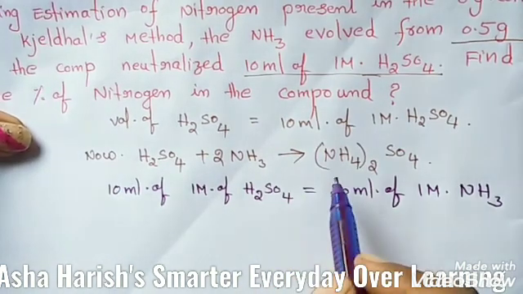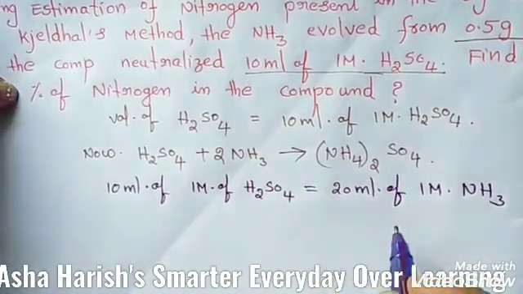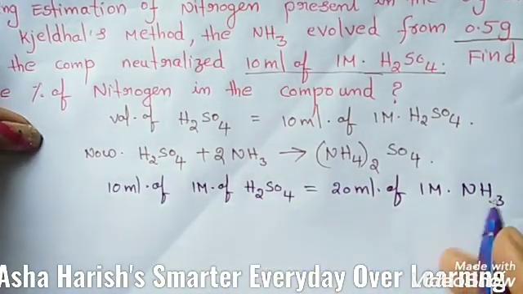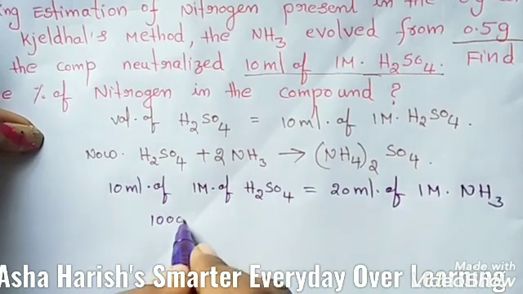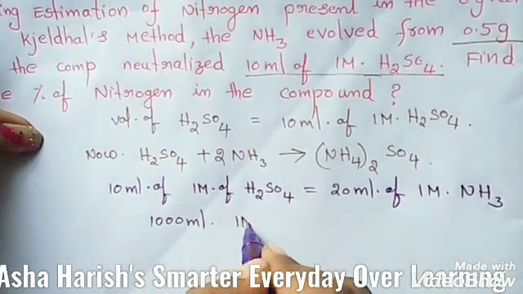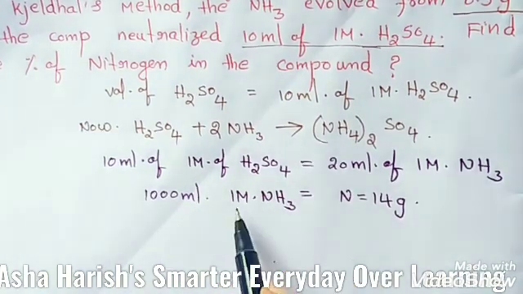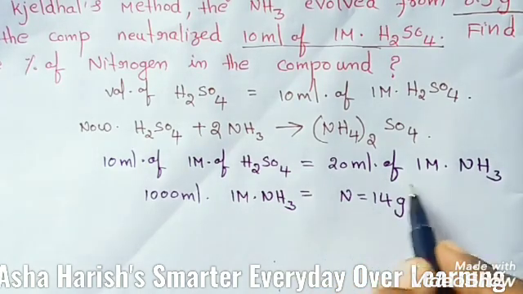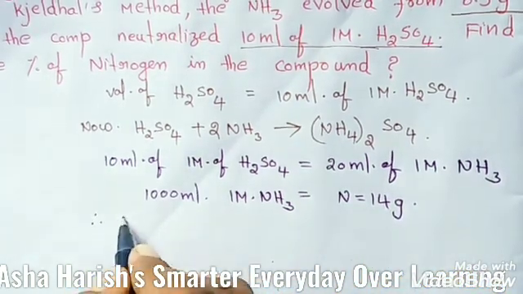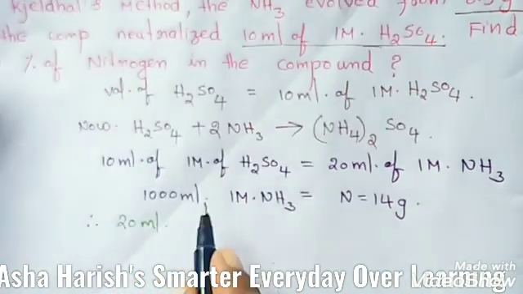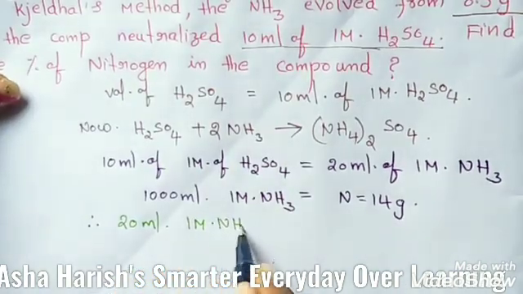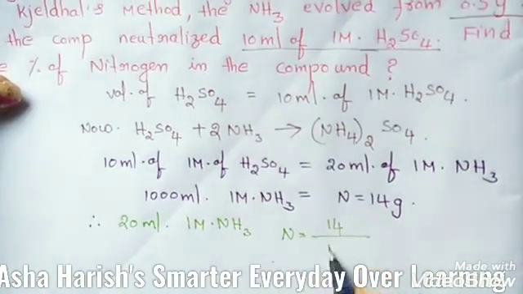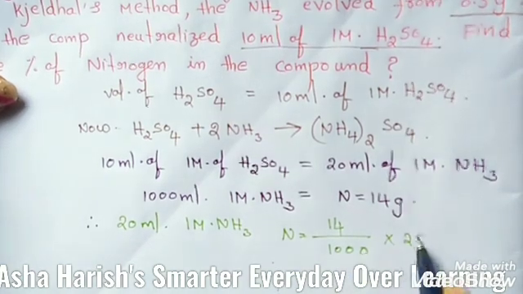Basing upon this equation, you can conclude that 10 ml of 1 mole of H2SO4 is equal to 20 ml of 1 mole of NH3. Now, 1000 ml of 1 mole of ammonia contains nitrogen in an amount of 14 grams. Therefore, 20 ml of 1 mole of ammonia NH3 will contain N equal to 14 by 1000 into 20.